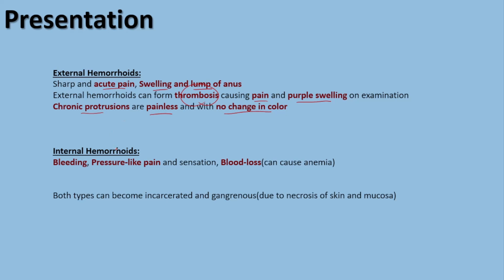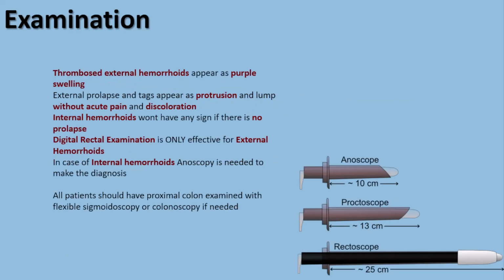In case of internal hemorrhoid, we can have bleeding, pressure-like pain. This is not a sharp pain, this is just a pressure-like pain and sensation. And because of the fact that these veins can lose blood, in the long term, they can cause anemia in the patient. So these are the important presentations of internal hemorrhoid and external hemorrhoid. And note that if hemorrhoid is incarcerated and gangrenous, it can cause necrosis, and skin of the mucosa will be black in color.